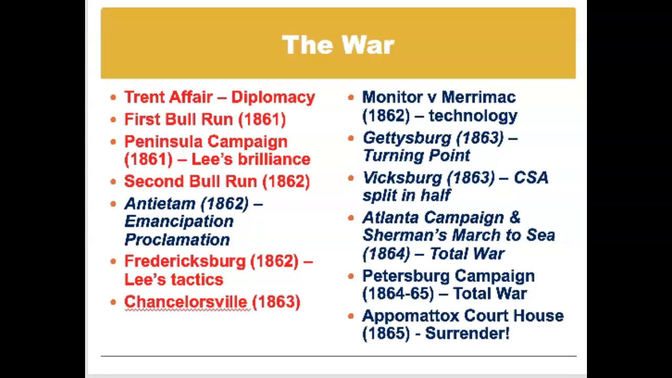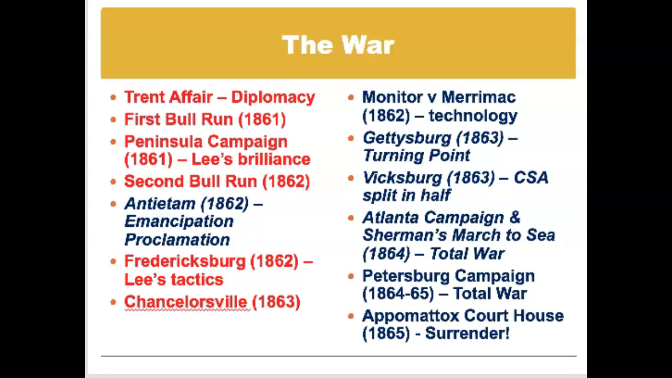Petersburg campaign, very similar to Sherman's March to the Sea. It's going to be a total war here, 1864, 1865. The key to Petersburg, or why you need to take down Petersburg, is that it is really the city that guards Richmond, and Richmond is the capital of the Confederacy.